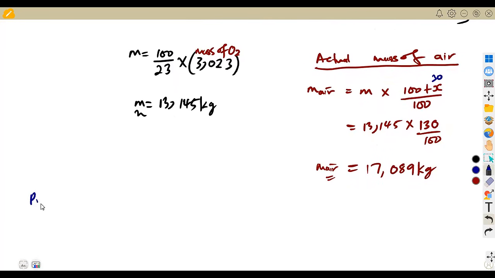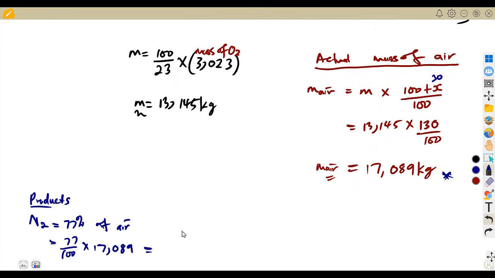All right, so let us talk about it, because we need the percentage of the products. I'm going to start with nitrogen, because it's the one that made us calculate this actual mass. We said it's 77% of air, which is the actual mass of air. So that's 77 over 100 times the actual mass of air, 17.089 kilograms. That gives us the mass of nitrogen, which is 13.159 kilograms. So this is our first.